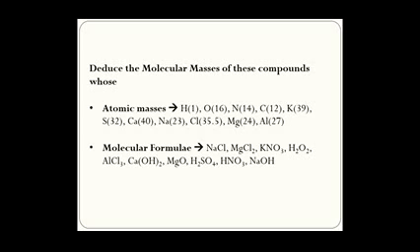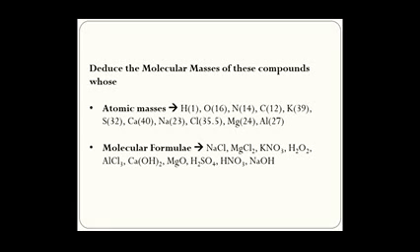Deduce the molecular masses of these compounds whose atomic masses are given here. We can see hydrogen 1, oxygen 16, nitrogen 14, carbon 12, potassium 39, sulfur 32, calcium 40, sodium 23, chlorine 35.5, magnesium 24 and aluminium 27. So using these atomic masses we have to deduce the molecular masses.